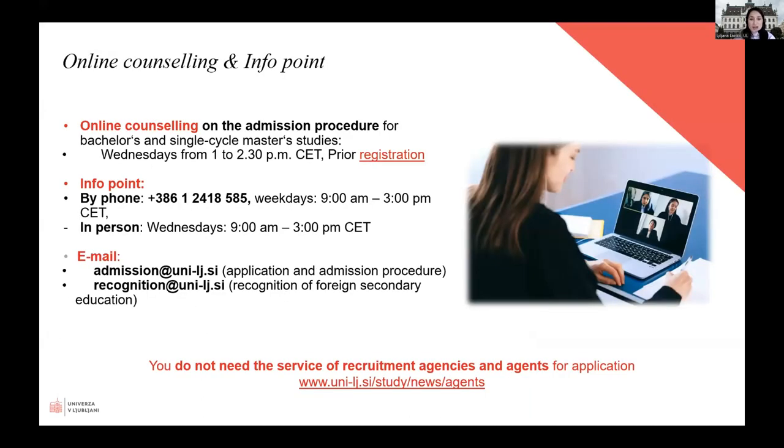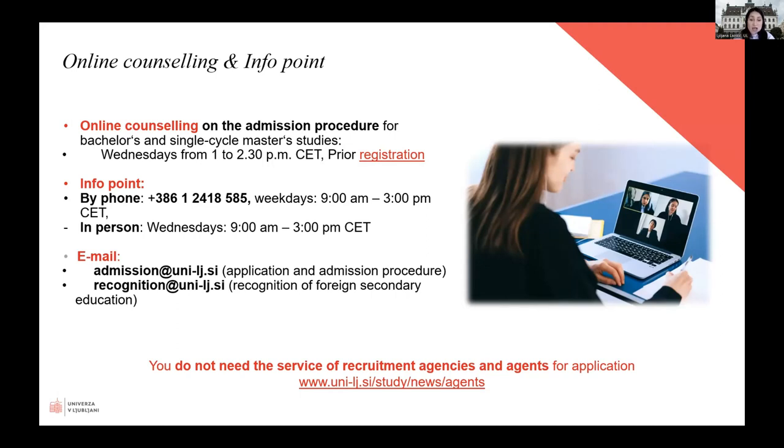We recommend that you check our website well before the application deadline and check all the information on the offered degree programs, the application procedure and enrollment requirements, also the number of available enrollment slots, fees and more. Also, to help with your application, our services organize online counseling about the application and admission procedure for undergraduate studies. So you can contact us by email or phone at any time.